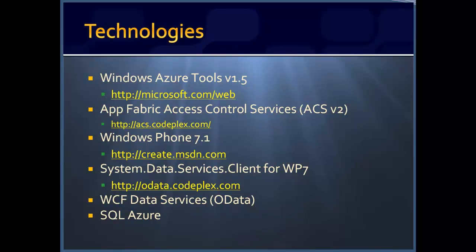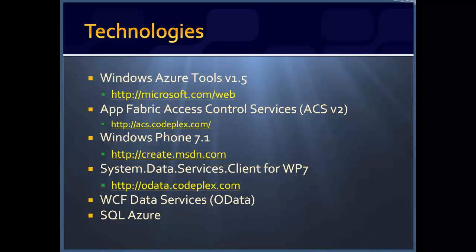Technologies we used was the Windows Azure Tools version 1.6. This slide's out of date. You can get those by going out to Microsoft.com/web and using the Platform Installer. It'll add all the tools that you need. We also used Access Control Services, and we used acs.codeplex.com to pull that in. To get the SDK for working with Windows Phone, just go out to create.msdn.com. That'll add that as well. You can also get that from the Platform Installer. And then if you're interested in the OData pieces, I originally wrote this on the original Windows Phone 7.0, and you needed to download some stuff from odata.codeplex. You do not anymore. But there's information on how the data services work from there as well.